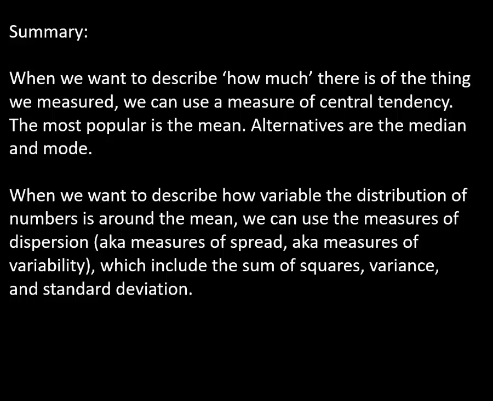When we want to describe how variable the distribution of numbers is around the mean or around the central tendency, we can use measures of dispersion, also called measures of spread, also called measures of variability. And the three that we covered here were the sum of squares, the variance, and the standard deviation. Standard deviation is usually the preferred one because it doesn't depend on sample size, and it is in the units of the measuring scale that you originally used to measure your variable, whatever that was. So people like standard deviation a lot.